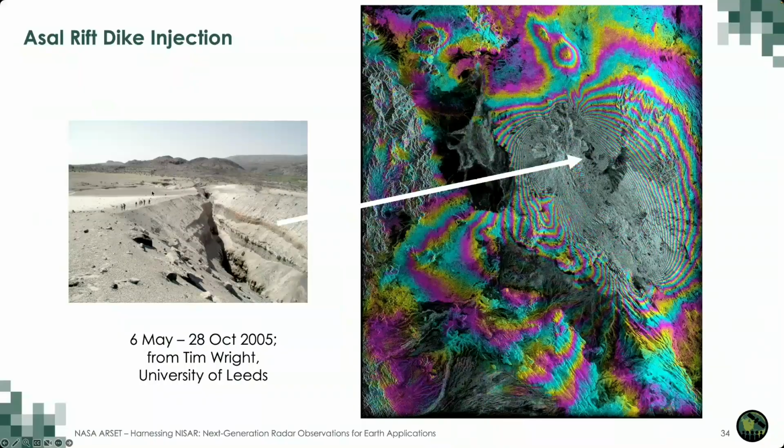We can see that this wide fissure is basically the line here at the middle of this interferogram, and all these fringes show the displacement of the ground surface away from this dike that was intruded into the crust here in East Africa. And this happened in 2005.